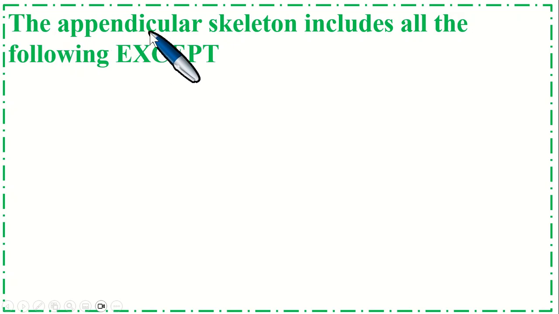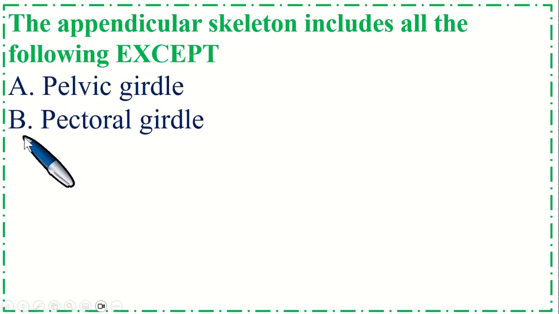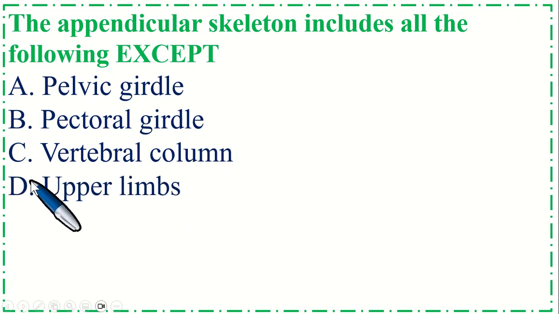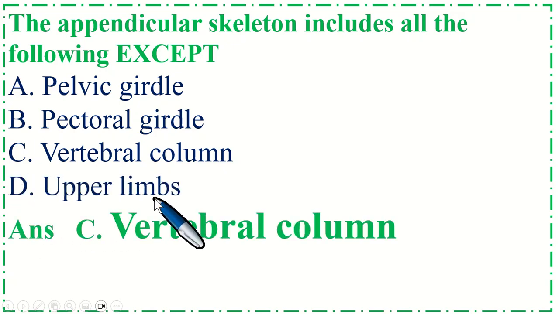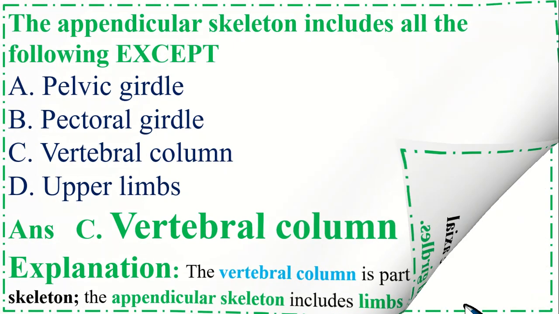The appendicular skeleton includes all of the following except: option A pelvic girdle, B pectoral girdle, C vertebral column, and option D upper limbs. So the correct option is C vertebral column. The vertebral column is a part of the axial skeleton. The appendicular skeleton includes the limbs and girdles.